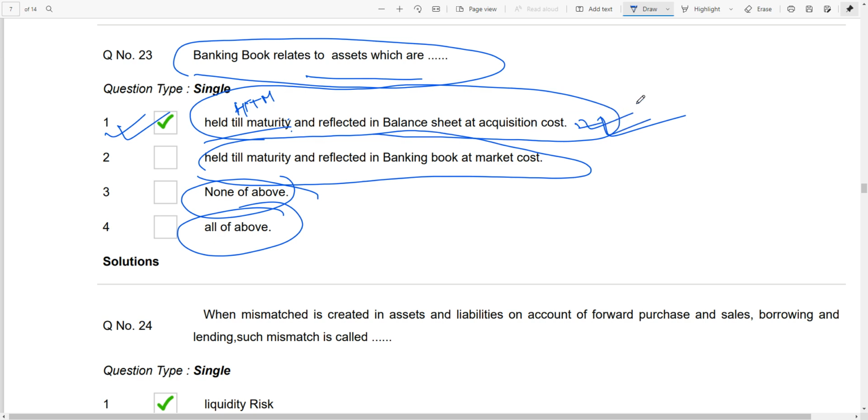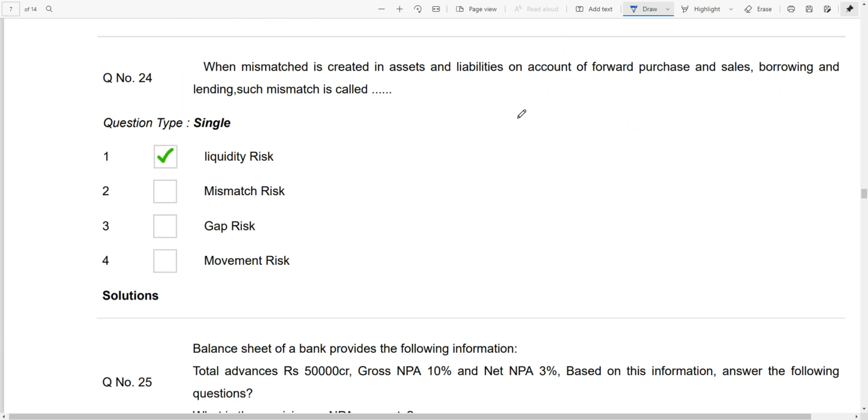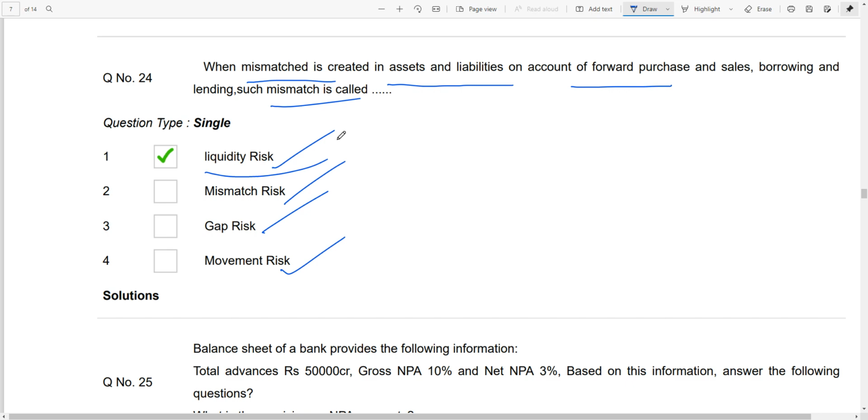Okay. Now moving to question number 24. When mismatch is created in assets and liabilities on account of forward purchase and sales, borrowing and lending, such mismatch is called. Options are liquidity risk, mismatch risk, gap risk, and moment risk. The correct answer is liquidity risk.